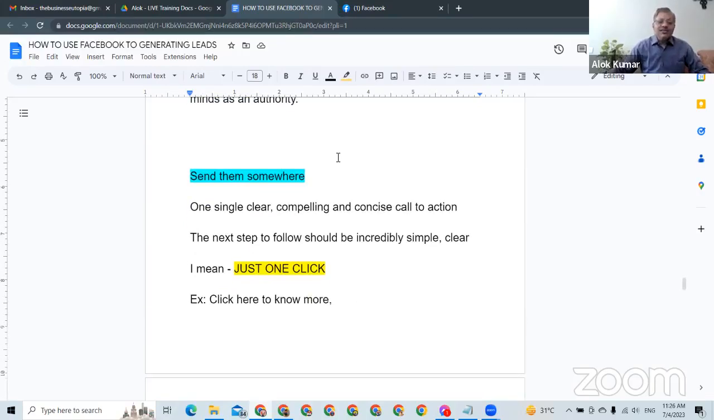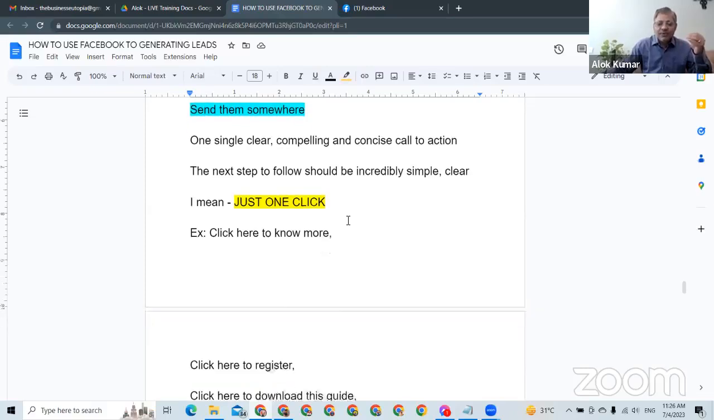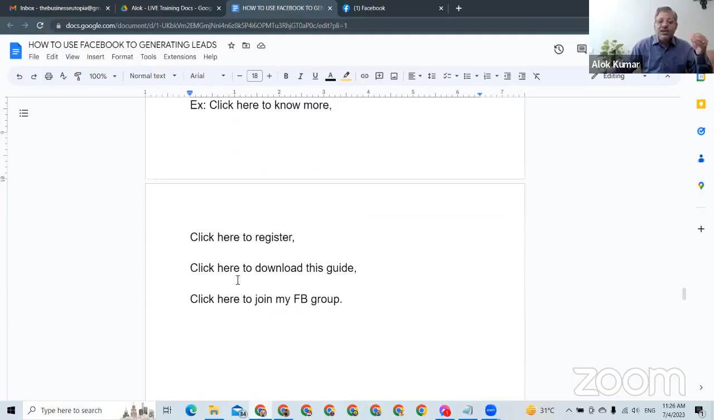Now, when this is done, I always say: send them somewhere. What I mean by sending them somewhere is, again, one single clear, compelling and concise call to action, right? After seeing or reading the post, or whatever material you have already given them, just tell them to do something in one simple call to action, just one click. For example, you must have seen: click here to know more, click here to register, click here to download the guide, or click here to join my Facebook group.